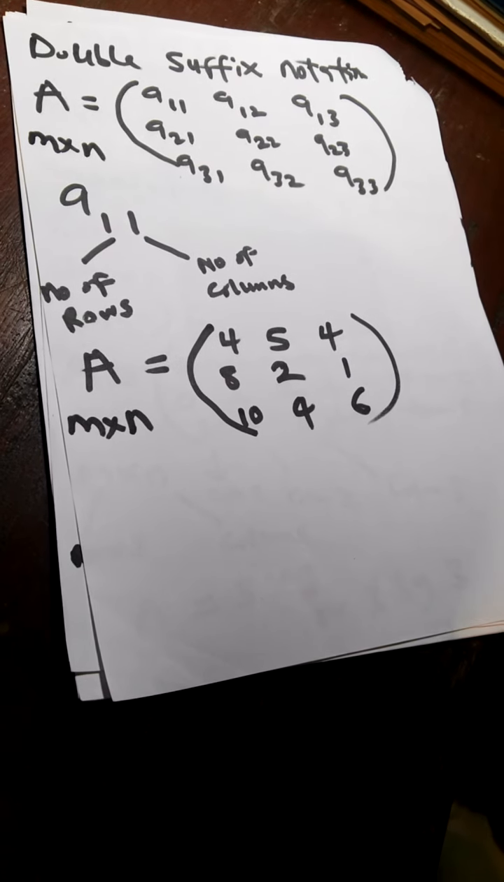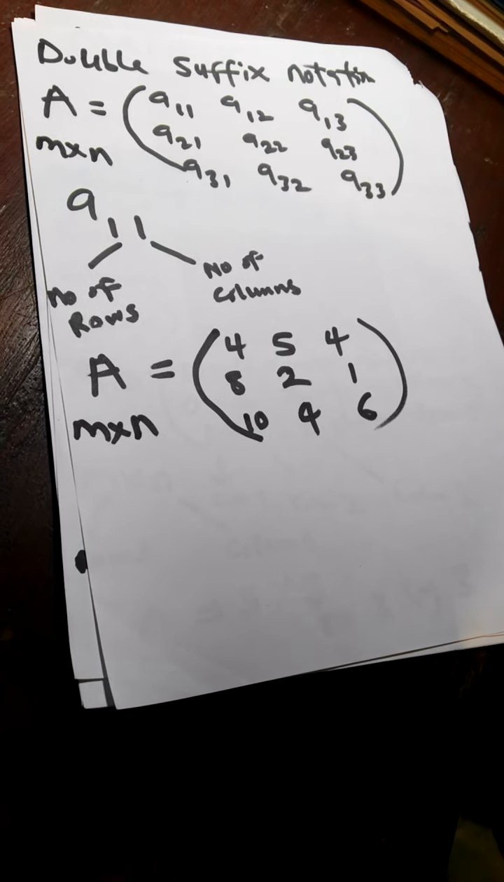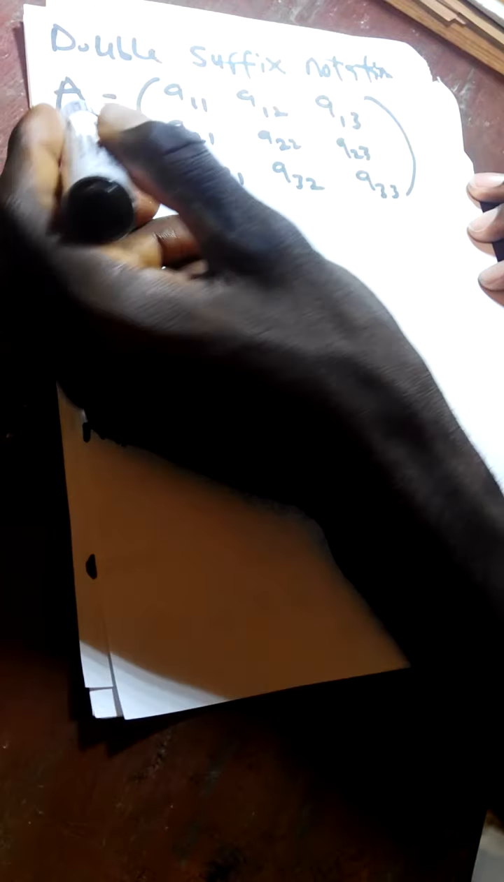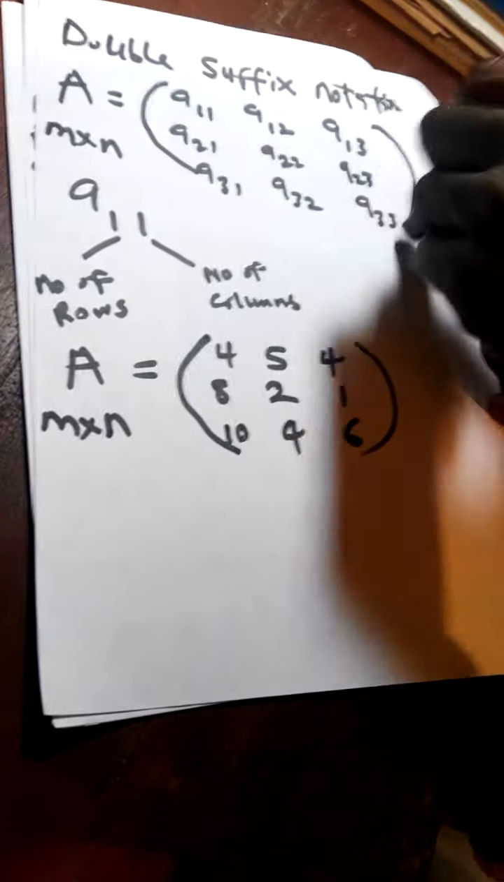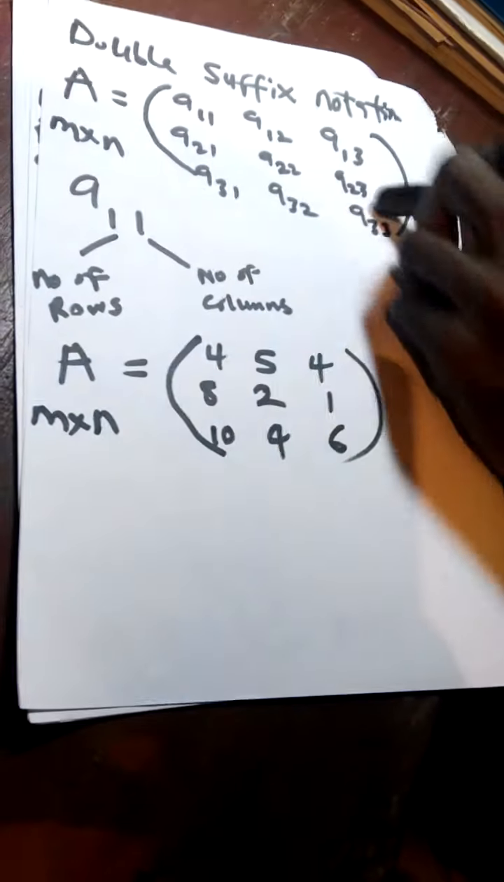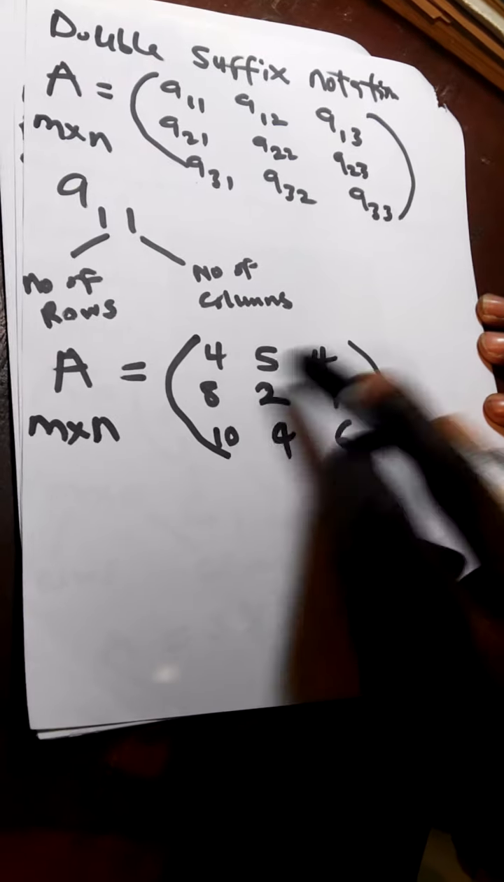Once you get the concept, every other thing flows. This one is of order m by n. This one is also of order m by n. They are both 3 by 3 order. They are both of order 3 by 3 matrix. This other one here is also a 3 by 3 matrix.